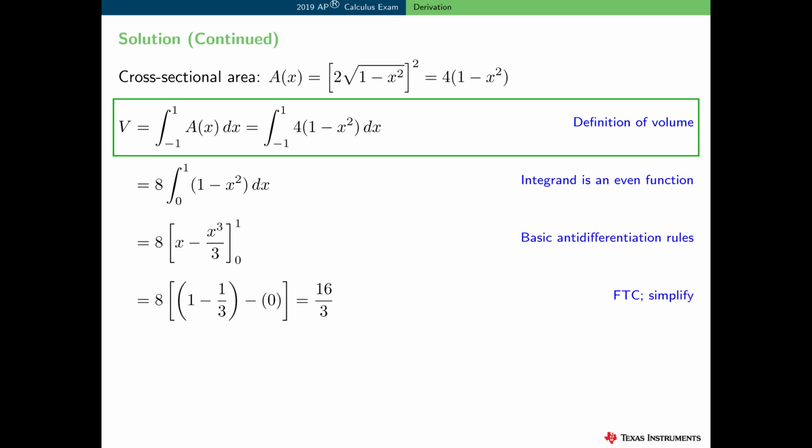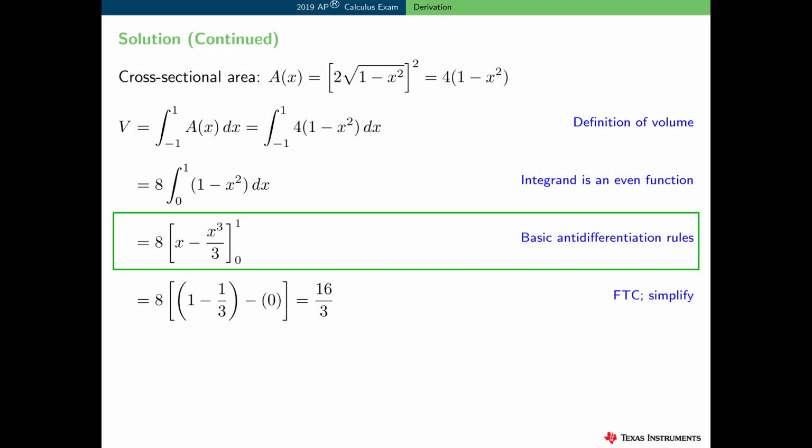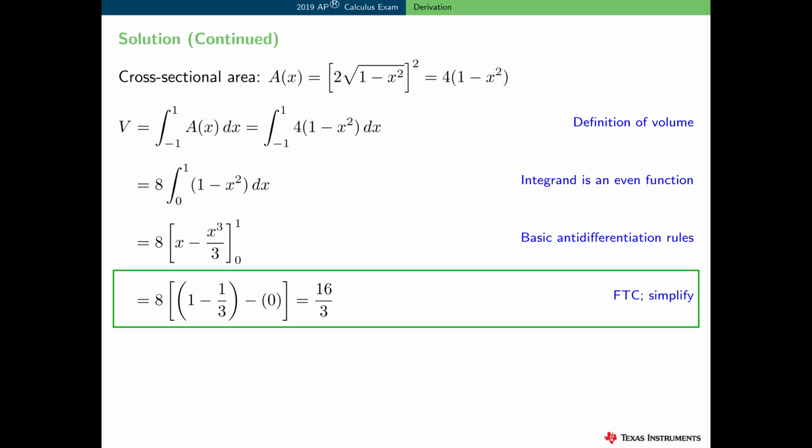Using our volume formula, we have this definite integral. And I can see that this integrand is an even function. Or I can use the symmetry in the solid to simplify the definite integral slightly. I can find 2 times the definite integral from 0 to 1. Use some basic anti-differentiation rules, then the fundamental theorem of calculus, and simplify. The exact volume of this solid is 16 divided by 3.